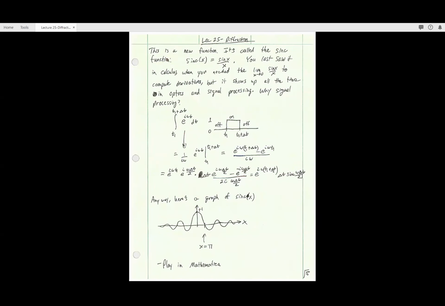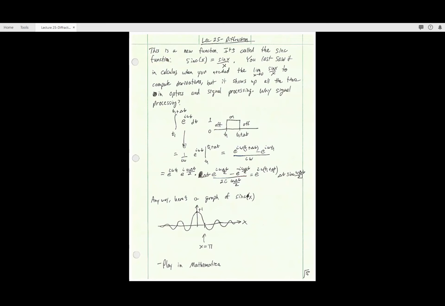Now this is a new function. It's called the sinc function. It's similar to something that you learned the limit of in calculus, but in calculus, at least in freshman calculus, the only real purpose of that was to prove that its limit as x goes to 0 is just 1, so that you could get formulas for derivatives of trig functions.